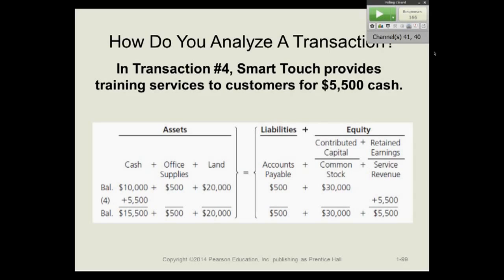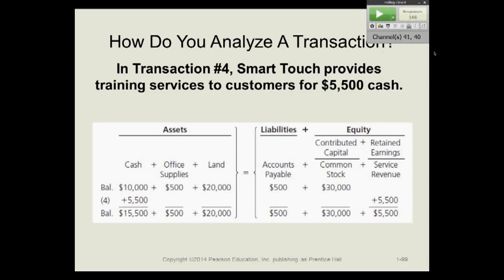Right now, your income is $5,500. You have no expenses, and your wealth went up as well. Now, in this case, you have $36,000. This transaction 4, you have $36,000 in total assets and $36,000 in total stockholders' equity. The equation is in balance, and that's the key.